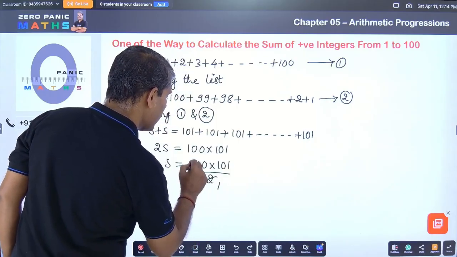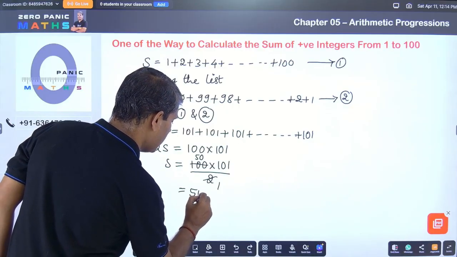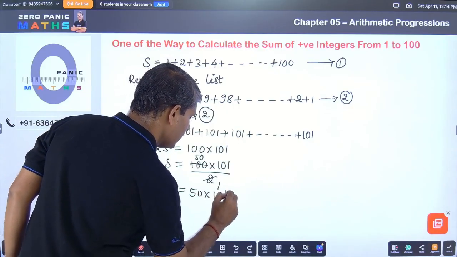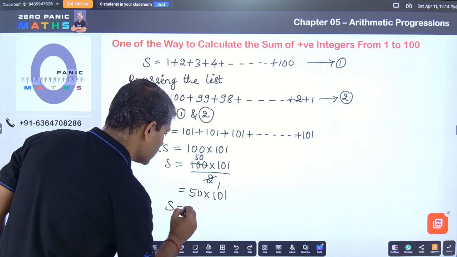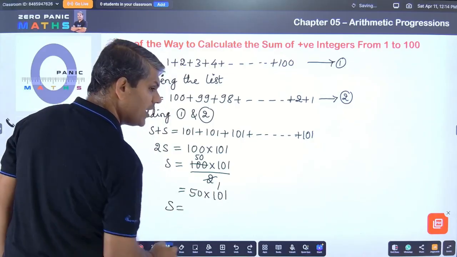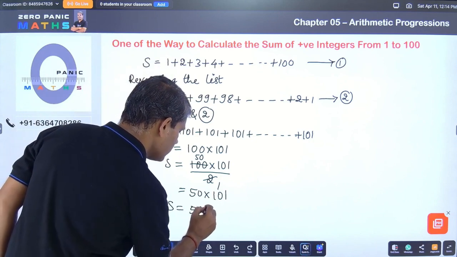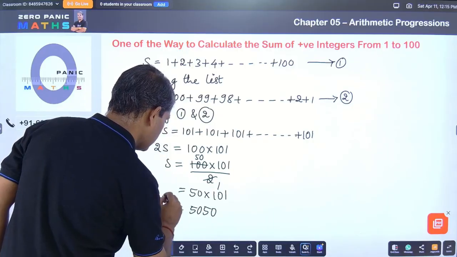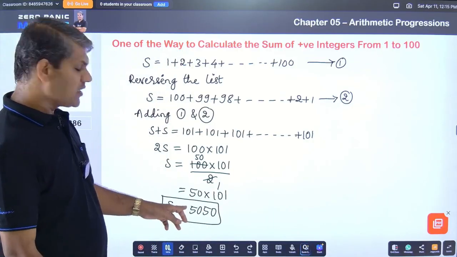So 2 ones are and 2 fives are, it is 50. So what is it finally? 50 into 101, right? And what will be the sum value? 50 into 100 is actually 5000, and 5050 it is. See how easily we got the sum.